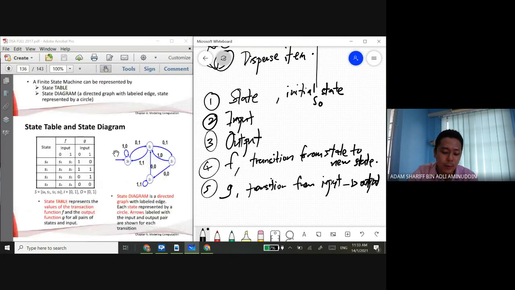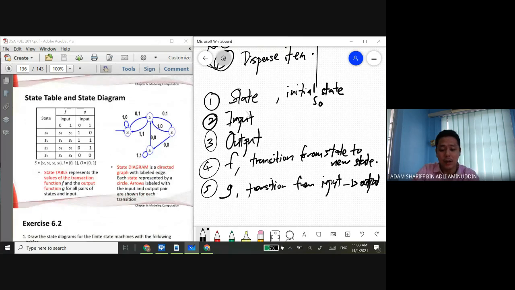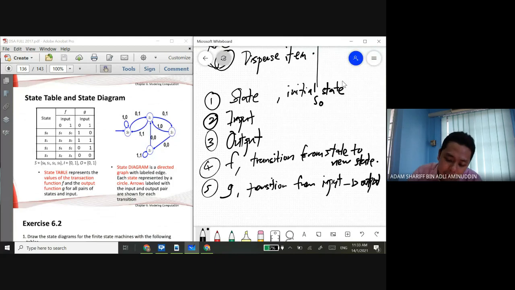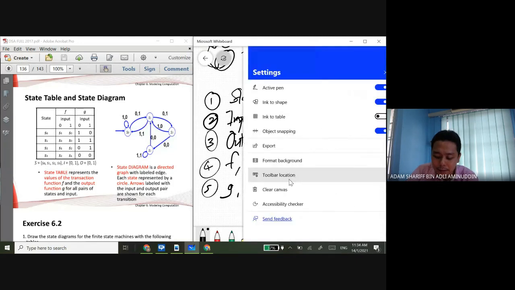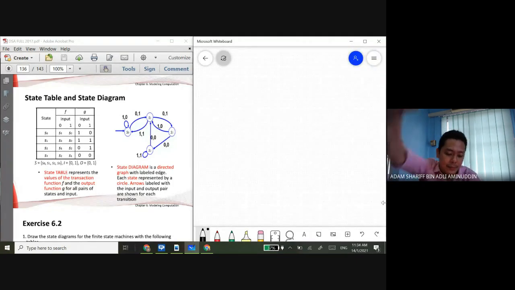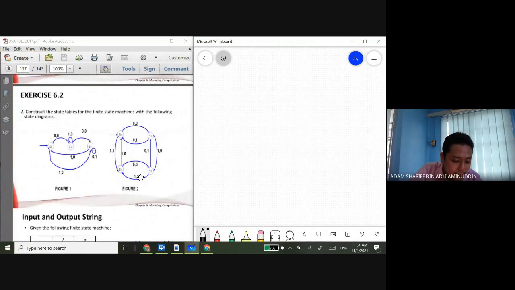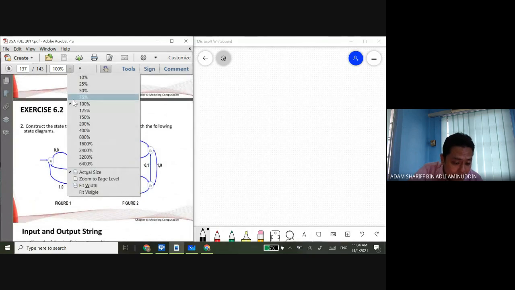Alright. Now, we look at this abstract machine. Okay, we have a list of states. We have input, we have output, and we have a transition from a state to the next state, which is f. And this transition from a state and input to output is in the form of function g. Alright. Let's look at the diagram here. I'm using an existing diagram. Let me enlarge it a bit.